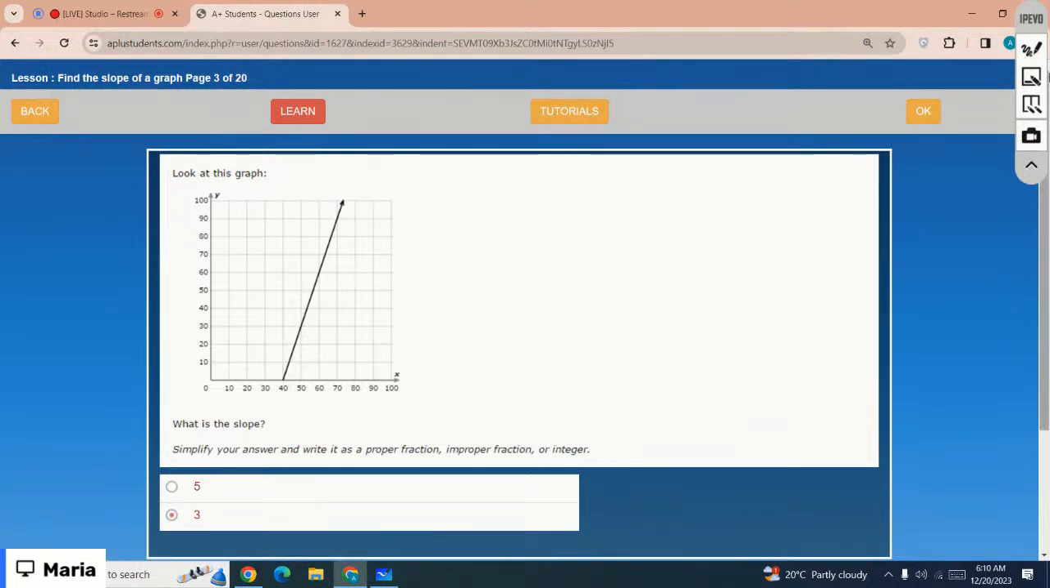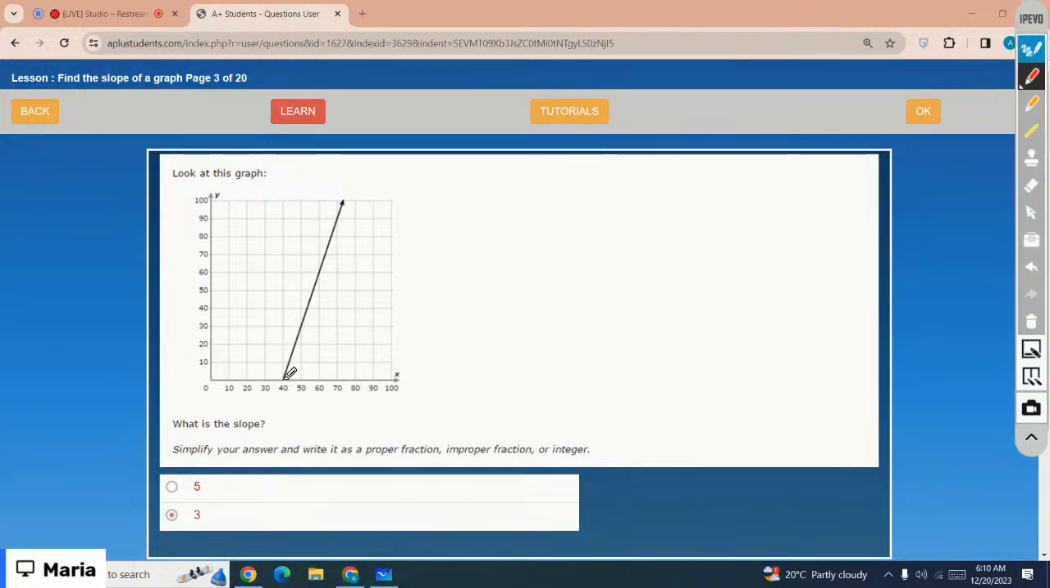Okay, let me tell you an easy way. If you don't need to calculate, just select any two consecutive points, this one and this one. Change in x is, hold on, this point and this point. See how the values are changing on the y-axis.